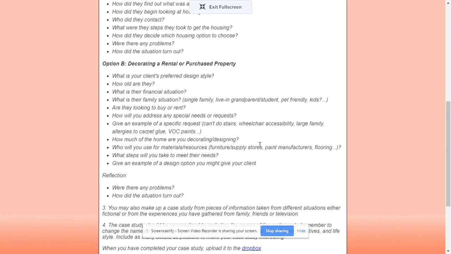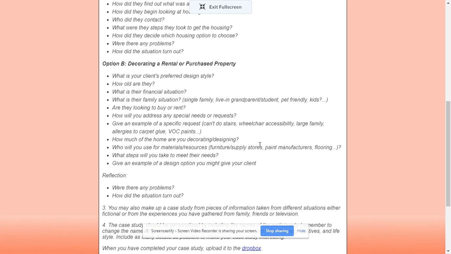What is their family situation, in the sense of, do they have live-in grandparents or a student? Do they have a rental space in their home? Does it need to be pet friendly? Do they have kids that require certain specifics, like perhaps a family room, or maybe they homeschool and need a space for that? Thinking about the family situation, are they looking to buy or to rent? And how will you address special needs or requests?